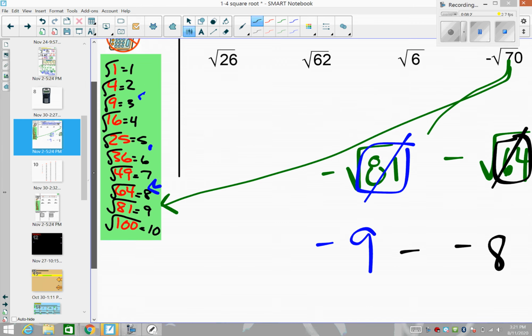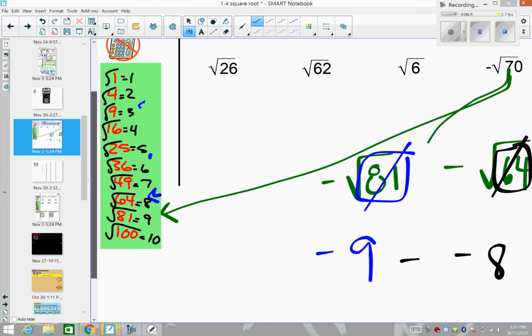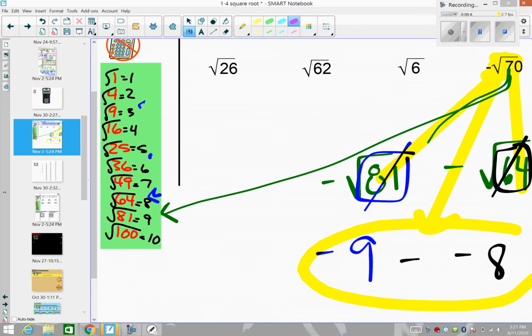So for negative square root of 70, our estimation, since it's not perfect, it's not 81 and it's not 64, is that it lives somewhere between negative 9 and negative 8. Somewhere between negative 9 and negative 8 is the estimation of that.